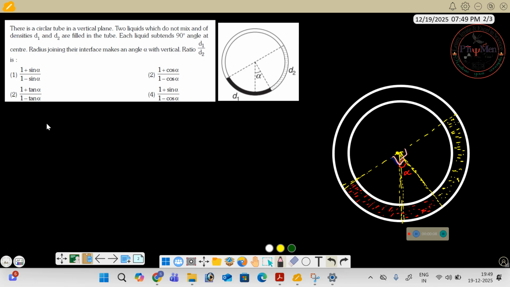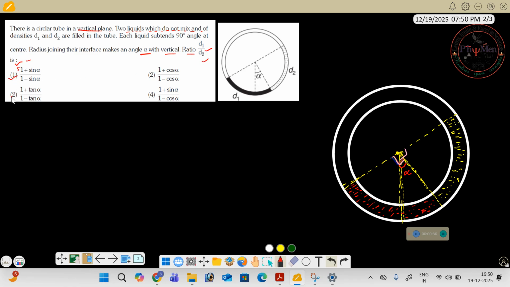So today I am going to discuss one fluid mechanics problem. The question is, there is a circular tube in a vertical plane. Two liquids which do not mix and of densities d1 and d2 are filled in the tube. Each liquid subtends a 90-degree angle at the center. The radius joining their interface makes an angle alpha with the vertical. The ratio d1 by d2 is what?